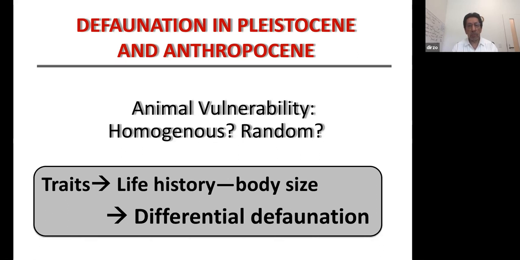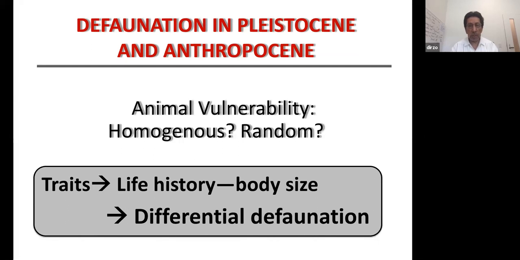There are a number of reasons why extinctions of species or populations are not homogeneous, and they have to do with a number of things, including life history traits. In particular, body size. Body size tends to be a very good indicator of the susceptibility of species to being impacted by human activities leading to defaunation. That is to say, we have good evidence that defaunation is not random, not homogeneous. Rather, it's a differential process.